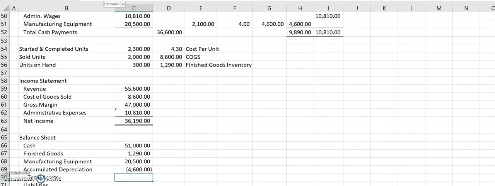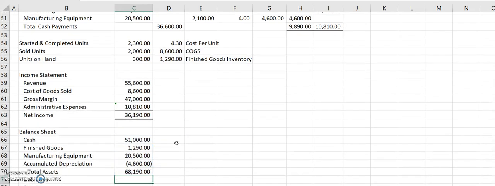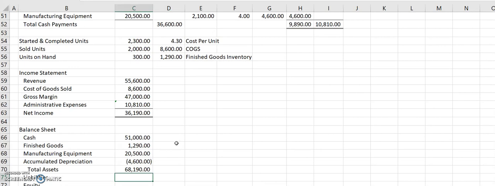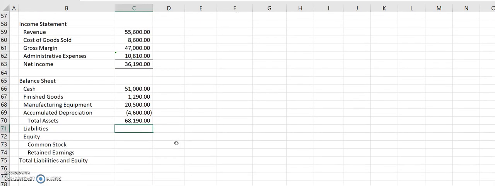So our total assets then are going to be the sum of those items that we just outlined: our cash, our finished goods, our equipment minus our depreciation. So we have total assets of $68,190. Let's go to our liabilities and equity, and let's see what we end up with here.